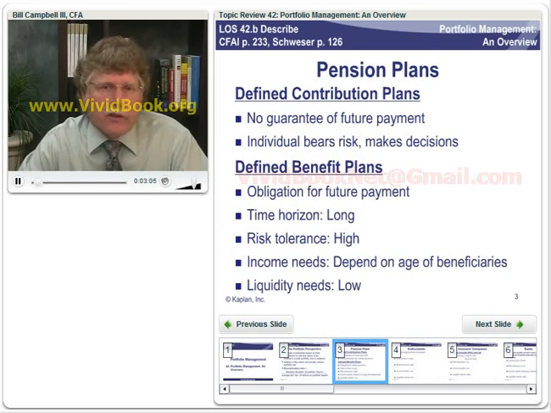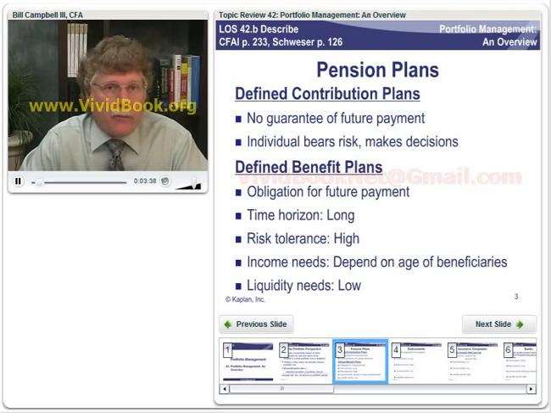We're now going to talk about a number of different kinds of institutional investors. We start with pension plans. Broadly, there are two kinds of pension plans. There are defined contribution plans and defined benefit plans. From an analytical point of view, defined contribution plans aren't all that interesting. In a defined contribution plan, the individual investor, this would be like the employee of a company, will make contributions to their account, like a 401k in the United States.